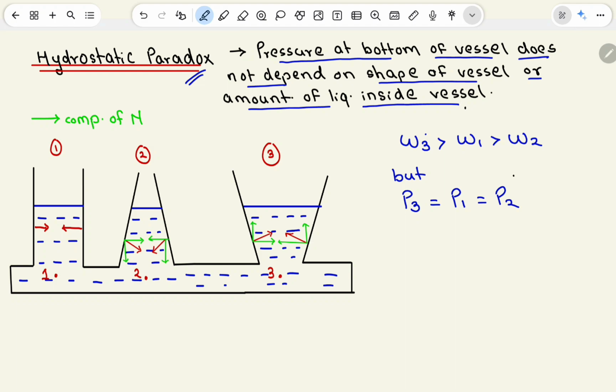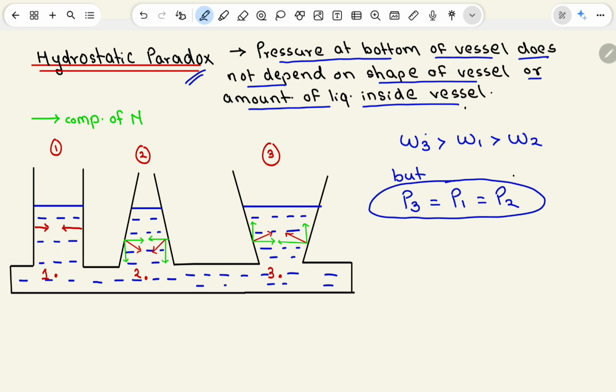Now this is something different from what we had expected, because our expectation was that the weight in flask 3 is more, therefore the pressure in flask 3 should be the highest, followed by the pressure in flask 1, and then the pressure in flask 2 must be the least. But what we are getting as a conclusion is that the pressure in all the 3 flasks at the bottom is the same. Now, why does this happen and what is the reason for that? Let us understand.